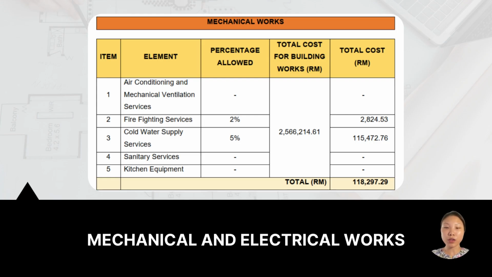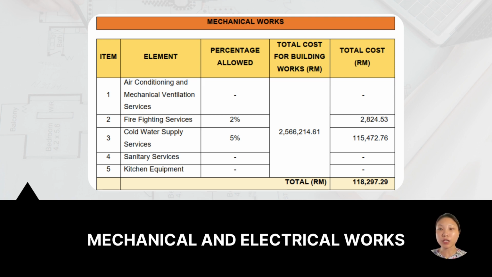We allotted a total of 20% of the building work budget for mechanical and electrical works, and the percentage for each task are as follows. For mechanical works, 2% for firefighting services and 5% for cold water supply services, with a total of RM118,287.29.